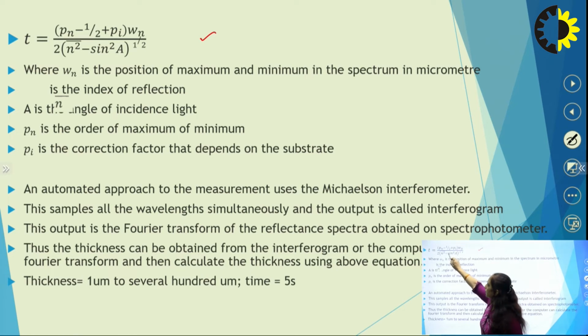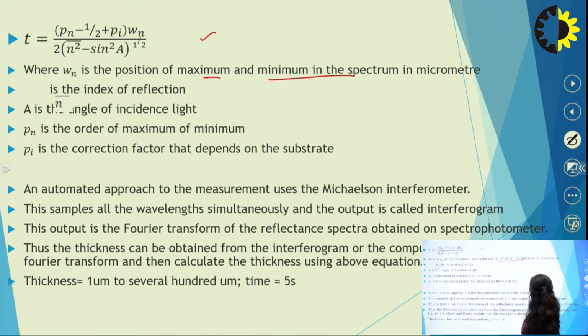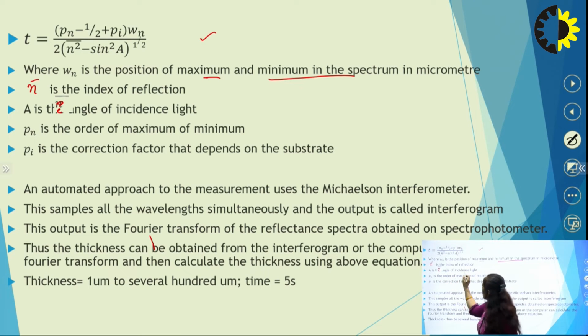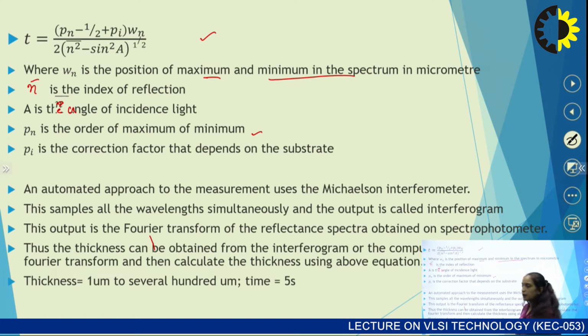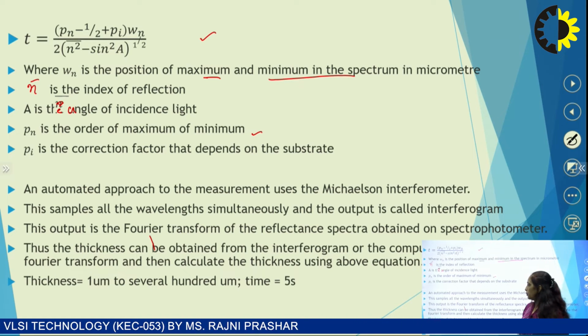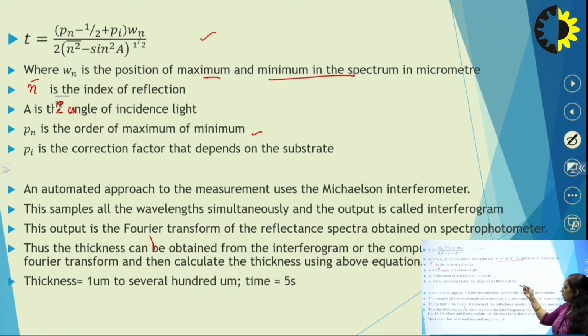This formula states that thickness is Pn minus 1 by 2 plus Pi, times Wn by 2, times n square minus sine square a raised to the power 1 by 2, where Wn is the position of maximum and minimum in the spectrum in micrometer, n bar is the index of refraction, a is the angle of incidence of light, Pn is the order of maximum and minimum, and Pi is the correction factor that depends upon the substrate.